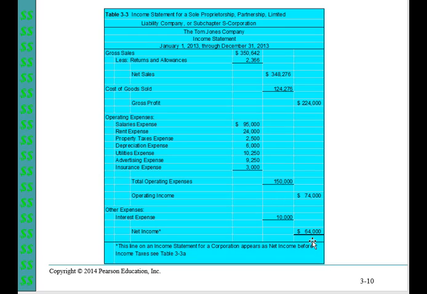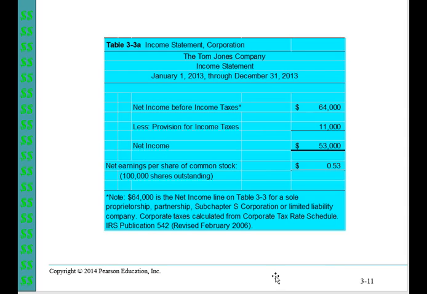Now here's the difference between a sole proprietorship and everything else, the partnerships and the corporations. The $64,000 is distributed to the owner. It's their salary, if you will, for the year. But what about for a company that's maybe a shareholder, a corporation? That's $64,000. We have to pay taxes. Now we have $53,000 left over.